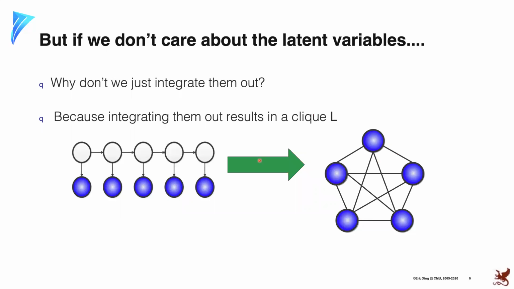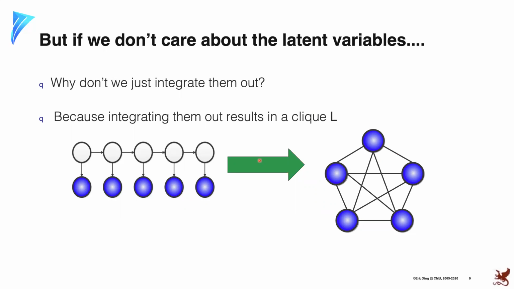So basically, about 10 years ago, that's the time when spectral learning was most popular. So at that time, people started to think that, okay, if we do not care about the value of latent variables, is there any way we can get rid of them?